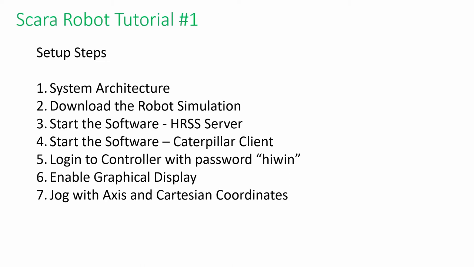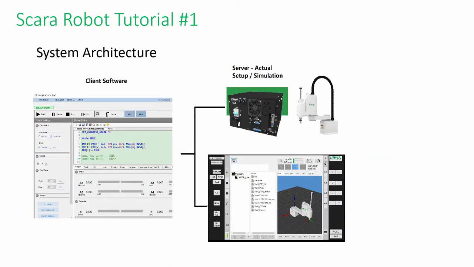In this video, I will show you how to set up a robot simulation from scratch. First, let's look at the system architecture. The control system will be set up in a client-server hierarchy. The client is the remote software. We named it Caterpillar, and the server could be the actual machine or a simulator. In this case, we are going to use a simulator.